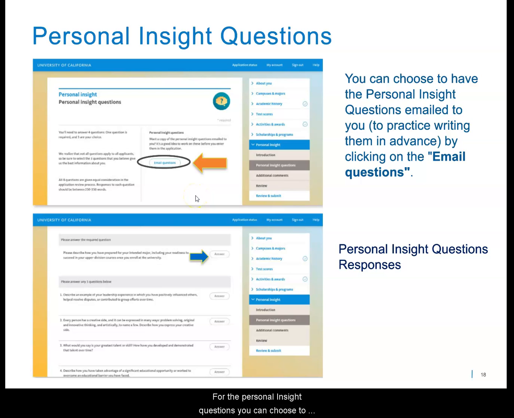For the personal insight questions, you can choose to have the personal insight questions emailed to you by clicking email questions. That way you can practice writing them in advance, and you can always copy and paste them in your application. Once you want to answer the questions, you basically click answer. And again, if you worked on them ahead of time in a different document, you can always copy and paste them here.